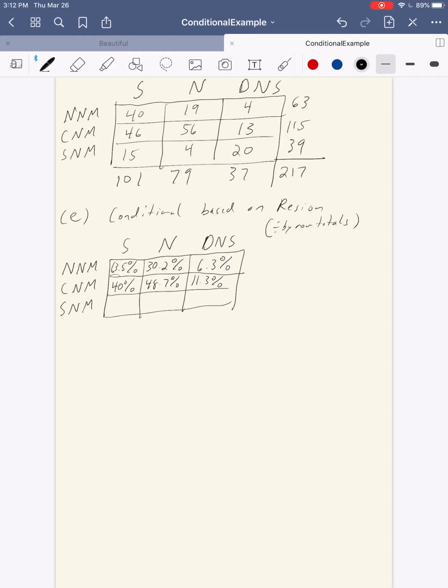Finally, we'll be moving into our last row. So we'll be using those 39 as our row total. So 15 divided by 39, that would be 38.5%. 4 divided by 39 would give us 10.3%. And finally, 20 divided by 39 would give us 51.3%. So there we go. There's our conditional distribution based on region, or treating region as the explanatory variable.